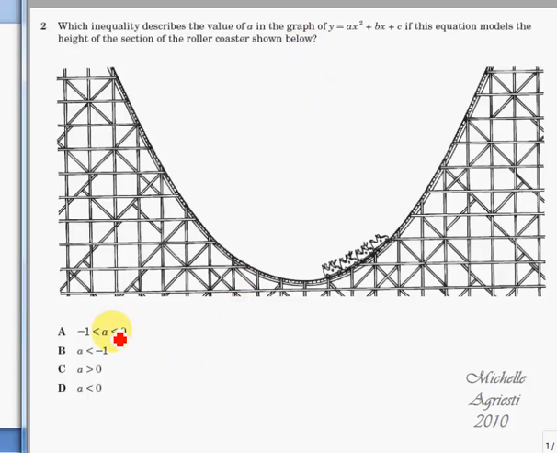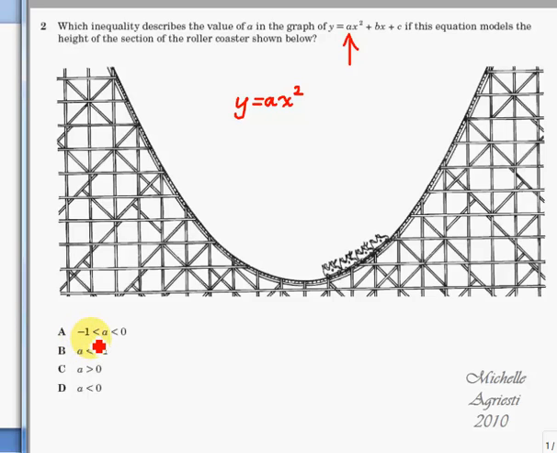Okay, looking at the answers, I see they want either a between -1 and 0, a less than -1, a greater than 0, or a less than 0. And remember, the a is the coefficient of the x squared. They're not worried about the b or c at all. So we will be looking at a simple equation, just y equals ax squared. We'll just ignore the b and c.